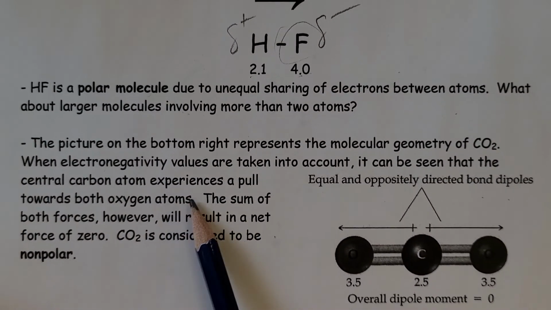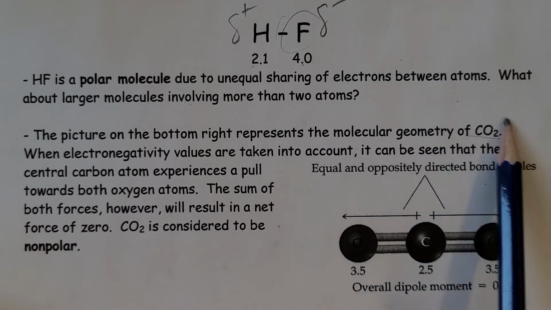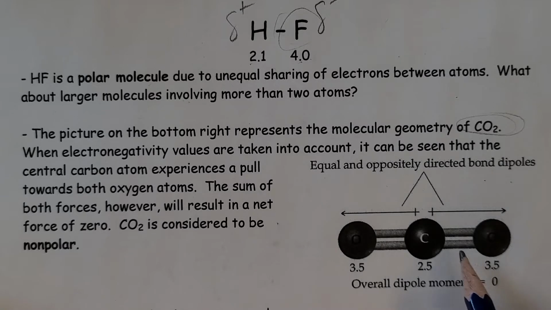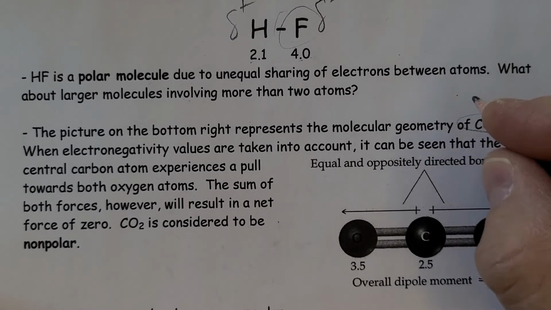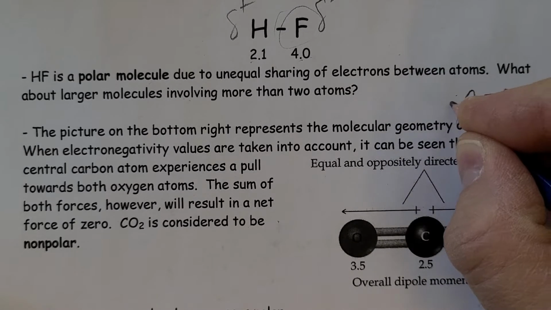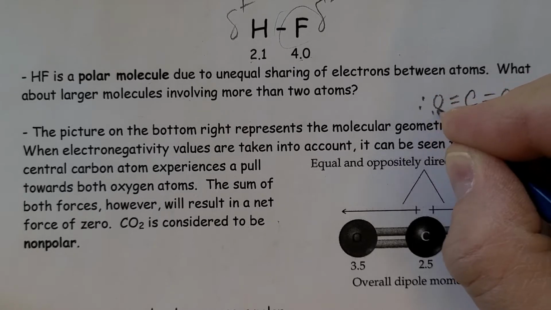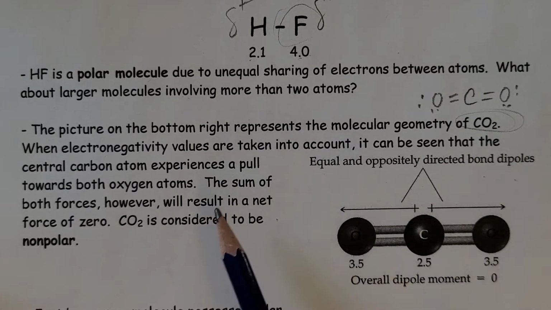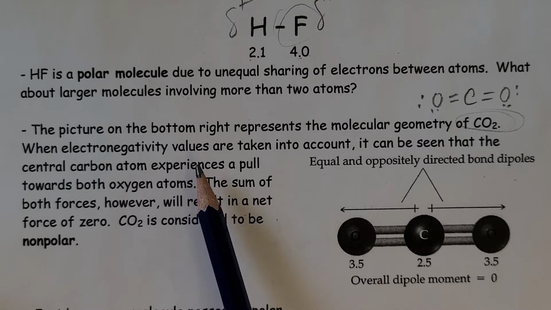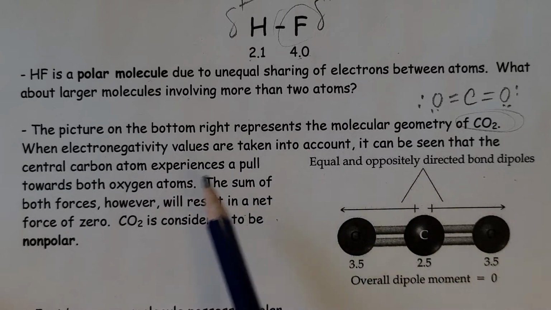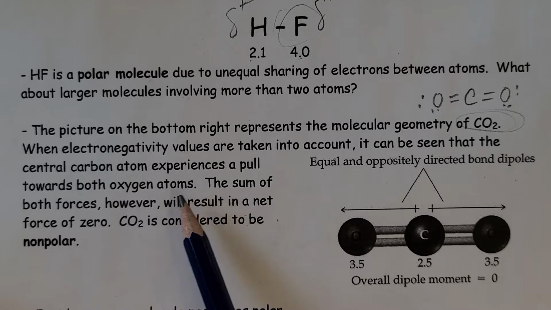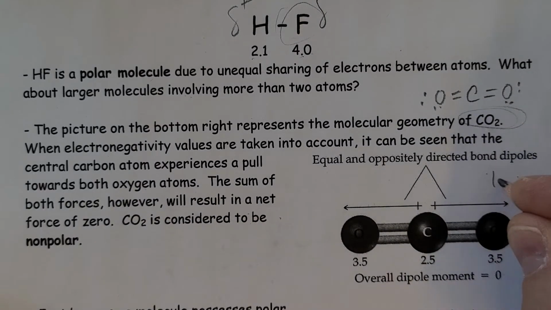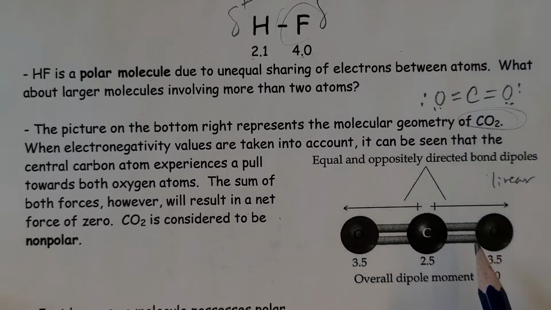The picture on the bottom right represents the molecular geometry of CO2. Yes, we've drawn this one quite a bit, with a double bond in between the C and the O's. So yes, we've drawn this multiple times. We could simplify it like that. When electronegativity values are taken into account, it can be seen that the central atom experiences a pull towards the oxygen atoms. But as you see here, since it is linear, it's almost like a tug of war.